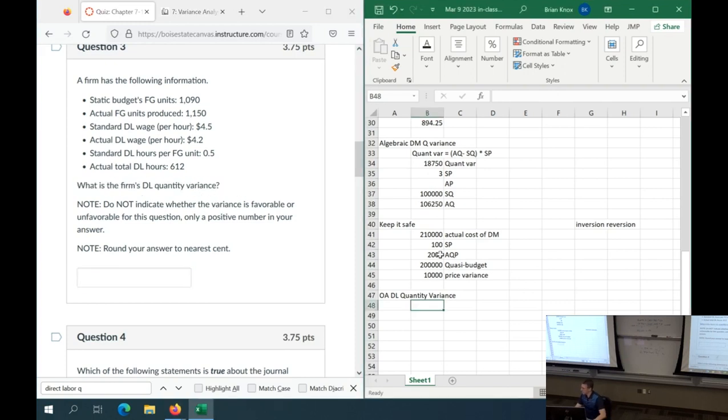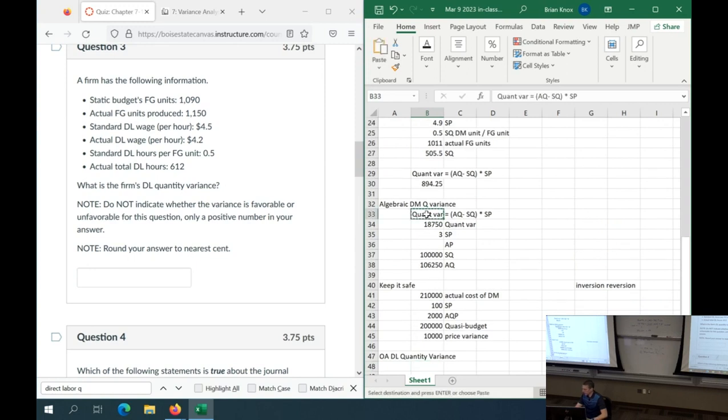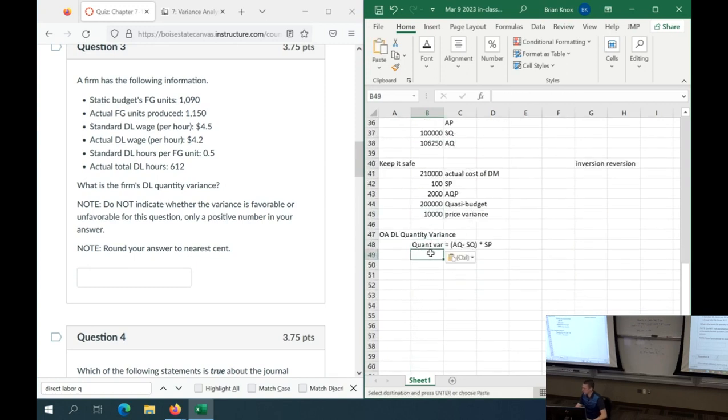All right. Let's grab the quantity variance equation. Make sure we've got all the variables we need. We're going to need actual quantity, standard quantity, and standard price to get the quantity variance. Which makes sense. Actual quantity, standard price, and standard quantity: those are the three variables I need.